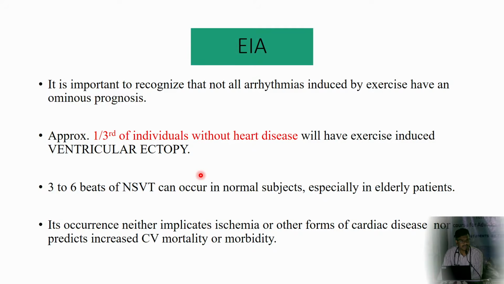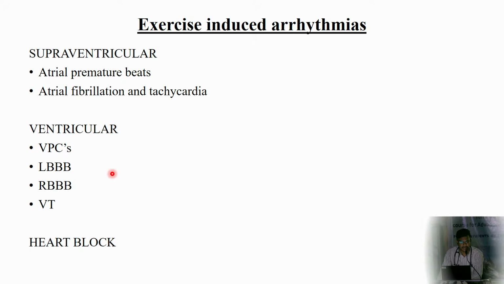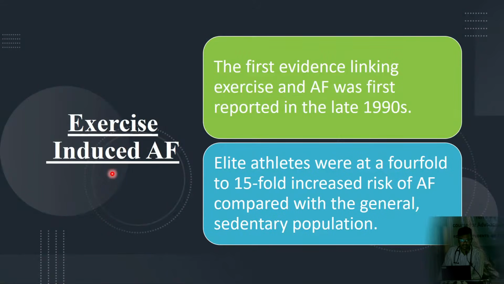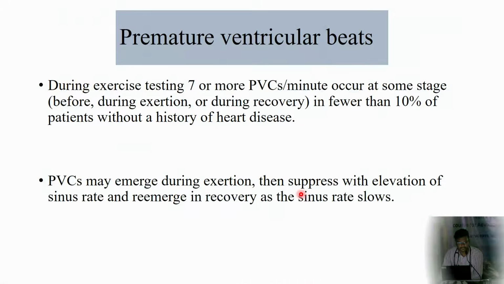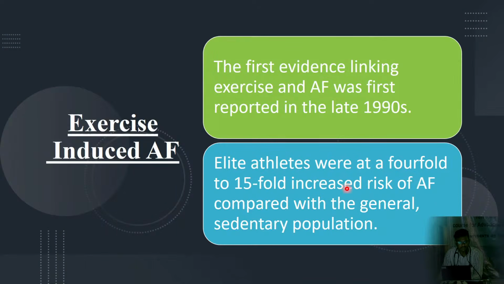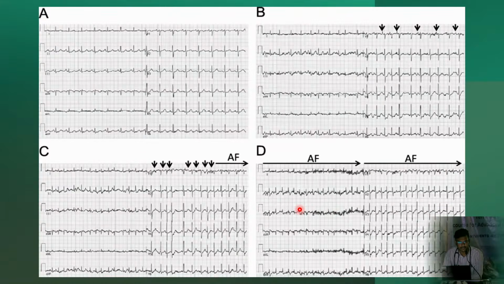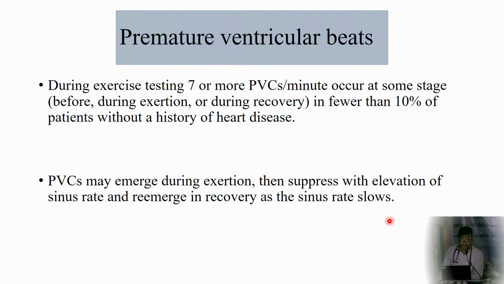Coming to the arrhythmias during exercise. Approximately 1/3 of individuals without heart disease can also have ventricular ectopies. If the patient develops exercise-induced atrial fibrillation, there is evidence that patients who have developed exercise-induced arrhythmias have a higher burden of coronary artery disease, and hence we need to further evaluate the patient. As you can see, the patient has sinus rhythm. As the patient goes on testing from B to D, you can see the RR interval varies, meaning the AF has developed.